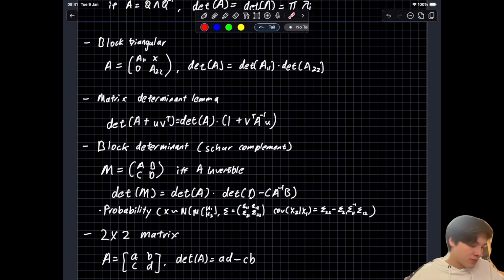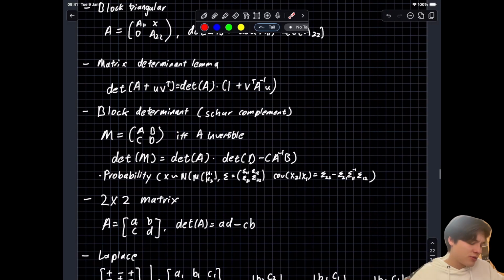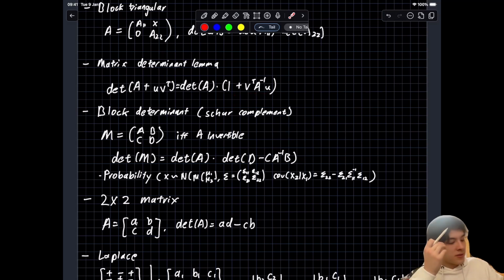There's the matrix determinant lemma, so that A plus UV transpose equals this. So it's basically when we want to update an A, we can easily find it. Why do we use it? I forgot. It's this formula anyways. Yeah, when we want to update a matrix.